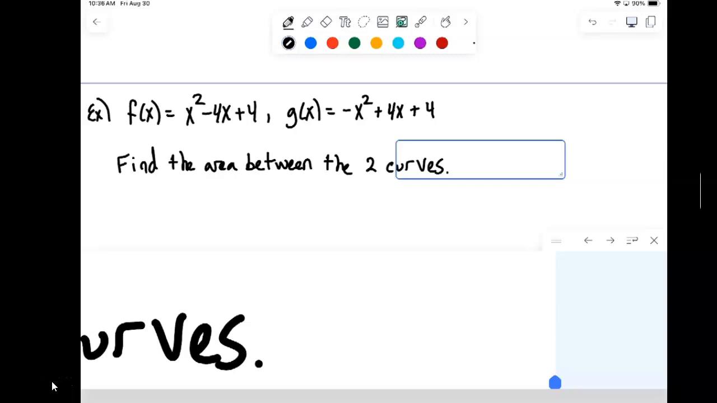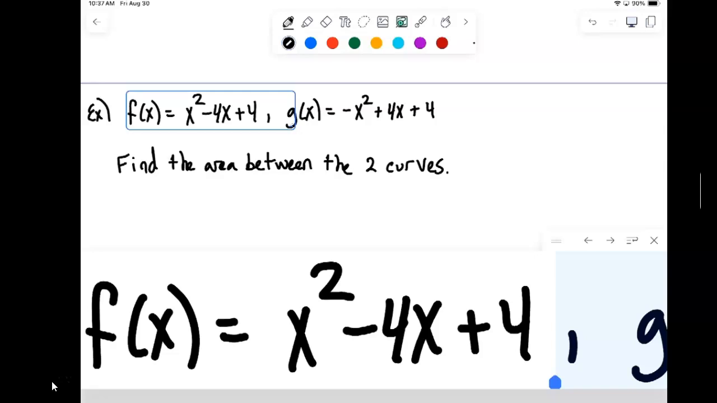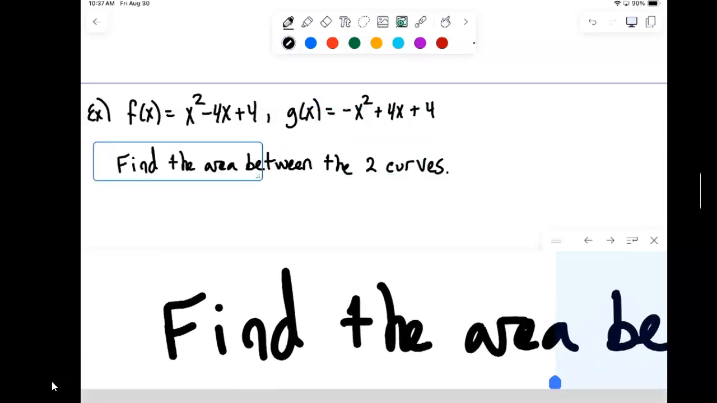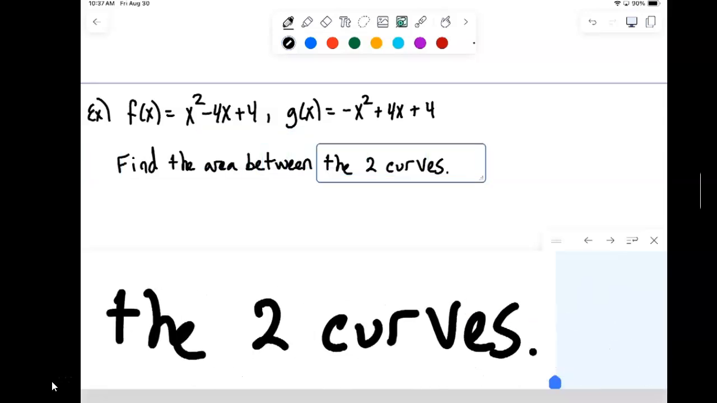Welcome back. So here we're given the problem f of x equals x squared minus 4x plus 4, and g of x equals negative x squared plus 4x plus 4. And our task is to find the area that falls between the two curves. So to be able to do this, we're going to have to graph our functions.